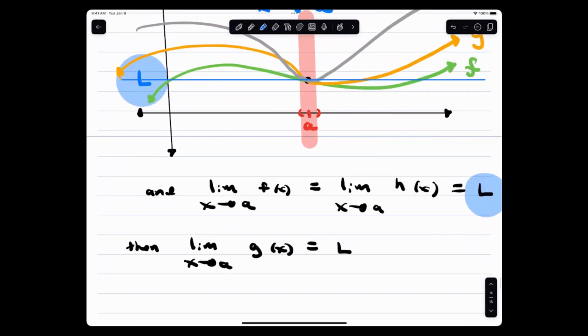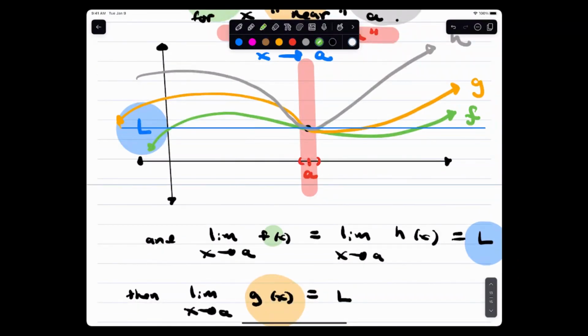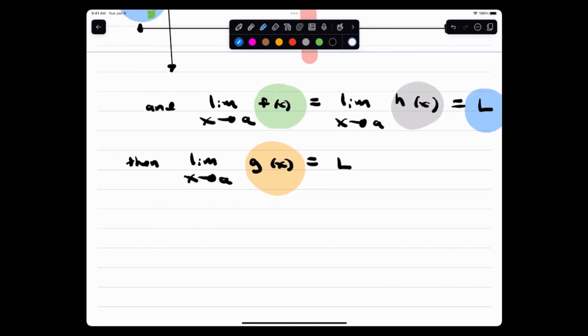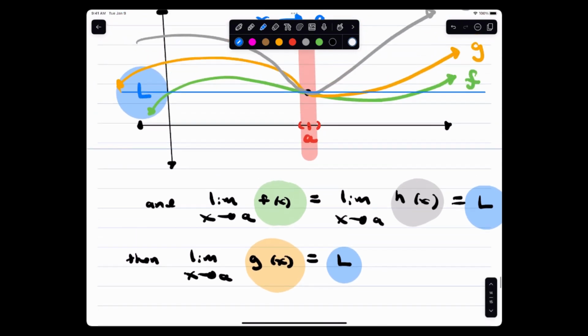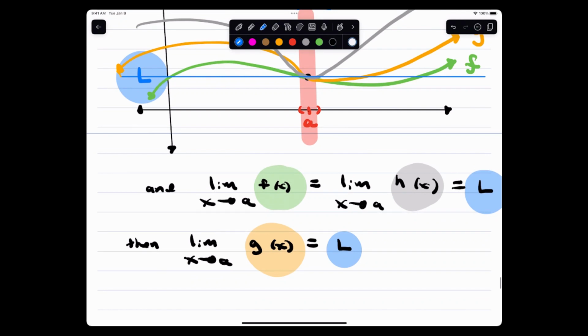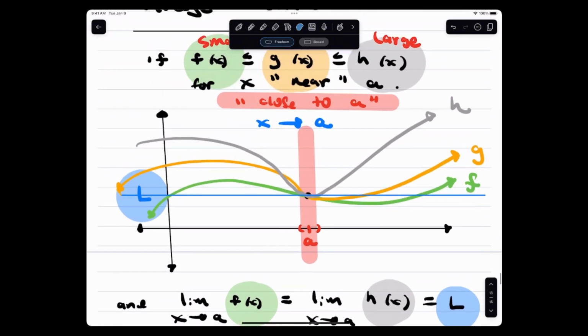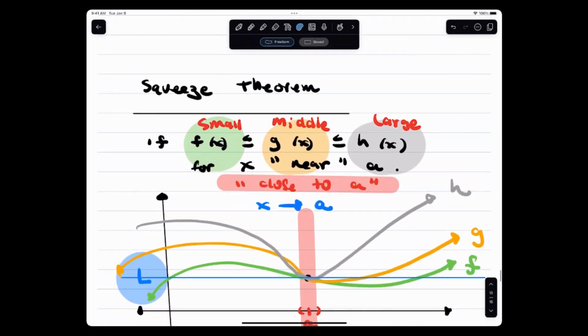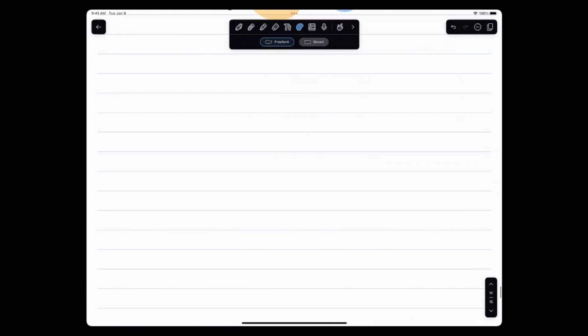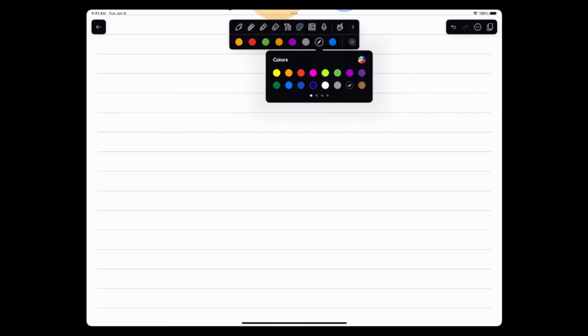Let me color coordinate this. Here's g, here's f, and here's h. Here's that blue as L. Then there you have it. This is called the squeeze theorem.